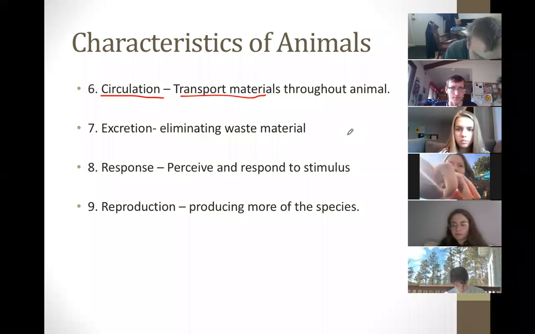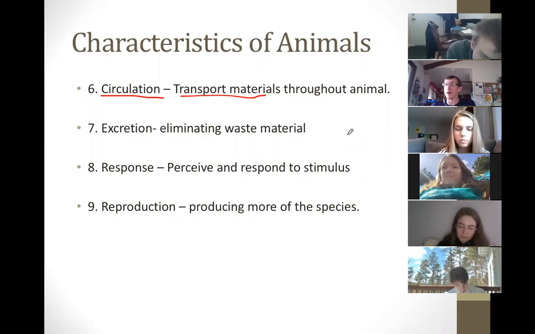Not all critters are that fancy, okay? But they all get the same job done, which is get the nutrition from your food, disperse throughout the tissues of the body of that animal, and get the waste material collected somehow and get it out of there. There's a lot of different ways to do that, but you got to have that done.